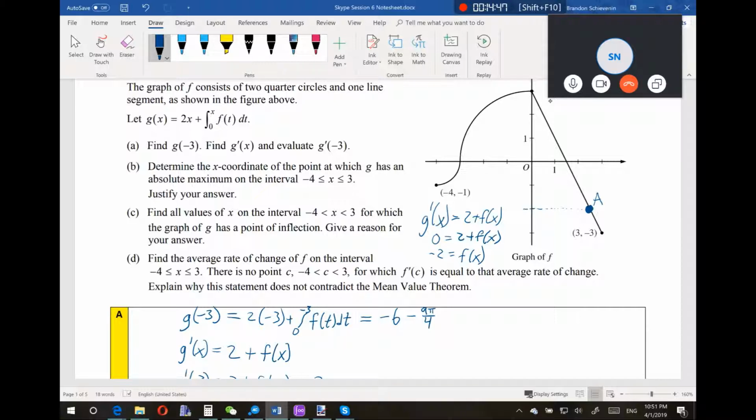Okay, to find it, I need to know the equation of this line that I'm highlighting in yellow. So how can I find that equation? The slope would be 6 over 3, so negative 2. Negative 2x plus 3. Okay, f of x is negative 2x plus 3. Perfect. So if f of x is negative 2x plus 3, and I want to set this equal to negative 2.